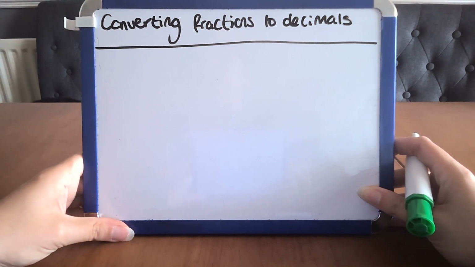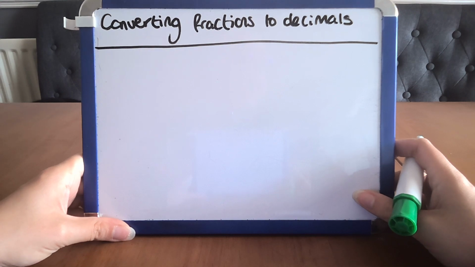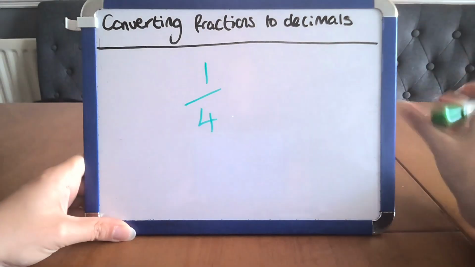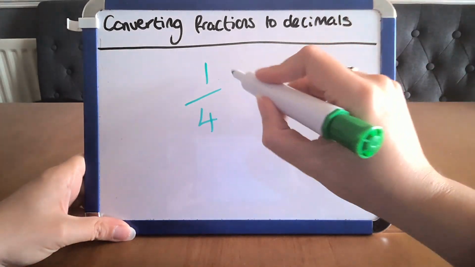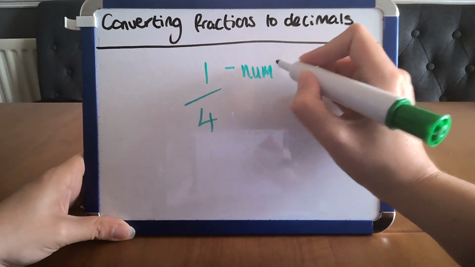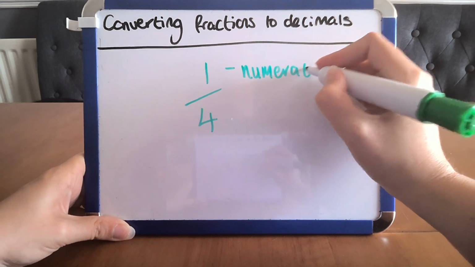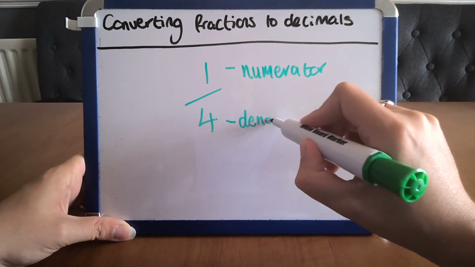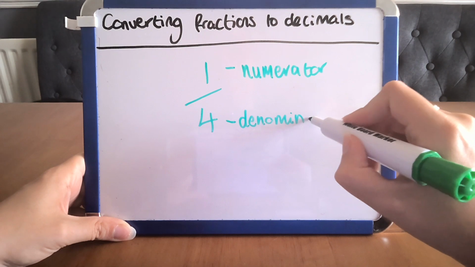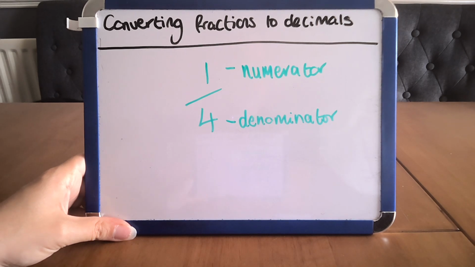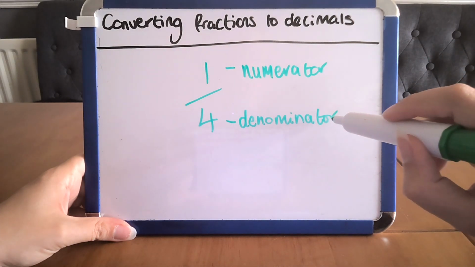This video will be going over how to convert fractions into decimals. Now, just to go over some of the basics, if we have a fraction like this, a quarter, the top number is called the numerator, and the bottom number is called the denominator. Now, the method for getting a fraction into a decimal is to divide the numerator by the denominator.